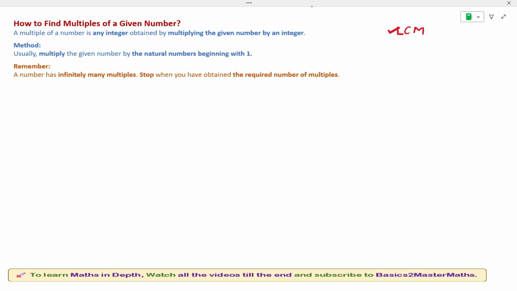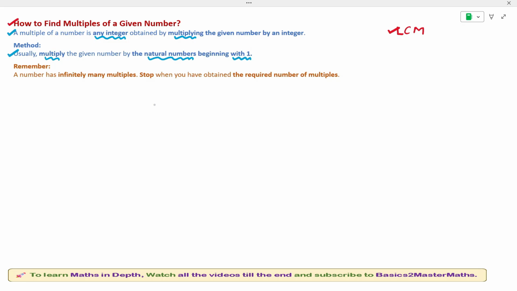Before going to LCM, let us see how to find multiples of a given number. The definition says a multiple of a number is any integer obtained by multiplying the given number by an integer. But in elementary mathematics, we usually multiply the given number by the natural numbers beginning with 1.